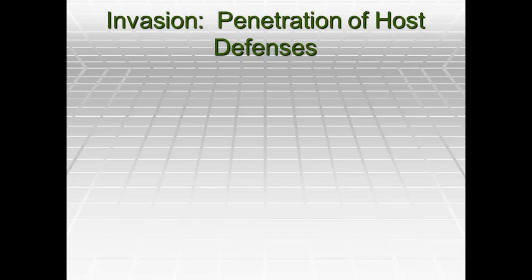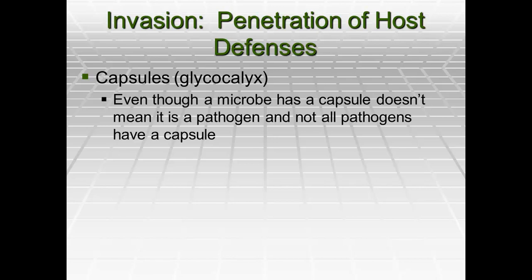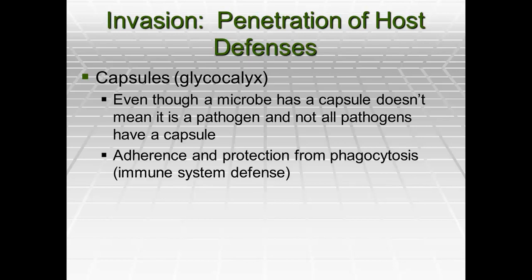Invasion, penetration of host defenses. The capsules, which we know we find in the glycocalyx. Even though a microbe has a capsule doesn't mean it's a pathogen, and not all pathogens have a capsule. There's adherence and protection from phagocytosis if you have a capsule. So it's an immune system defense that we have to eat up anything that's foreign, phagocytosis. But these guys could be protected from that. It's often a key role in virulence, so they prevent phagocytosis.